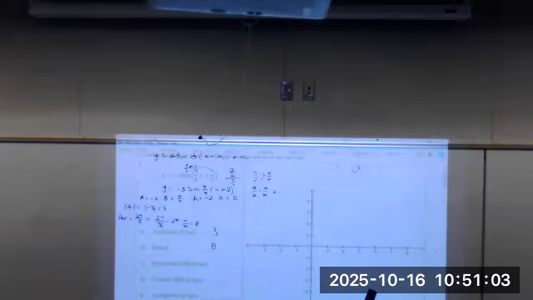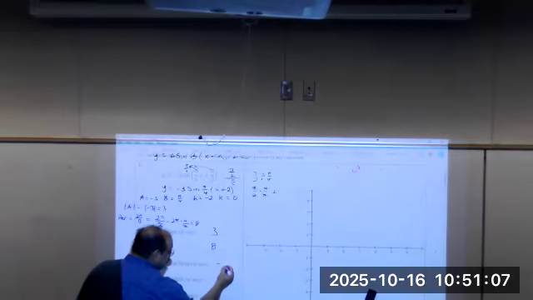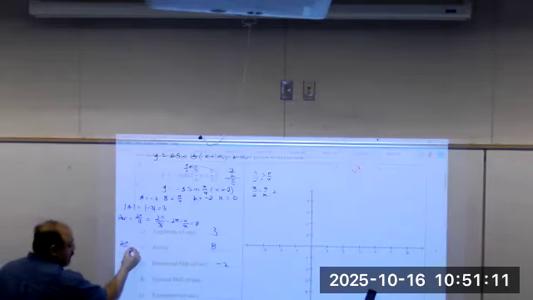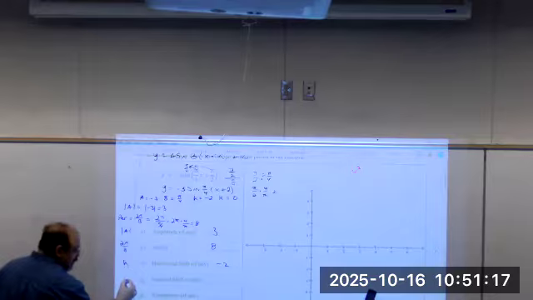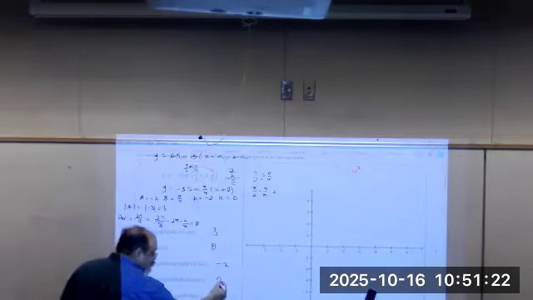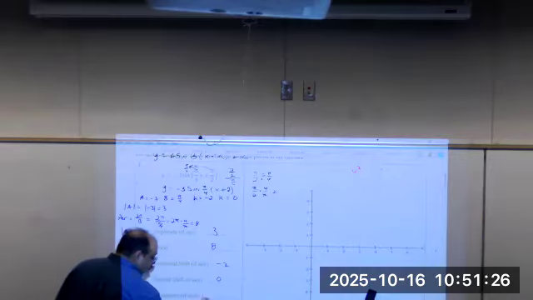What is H? H is negative 2. This is 2 pi over b for sine, cosine, secant, cosecant, absolute value A. Vertical shift is K. What's our vertical shift? 0, because K is 0. And for sine and cosine, the answer is none.